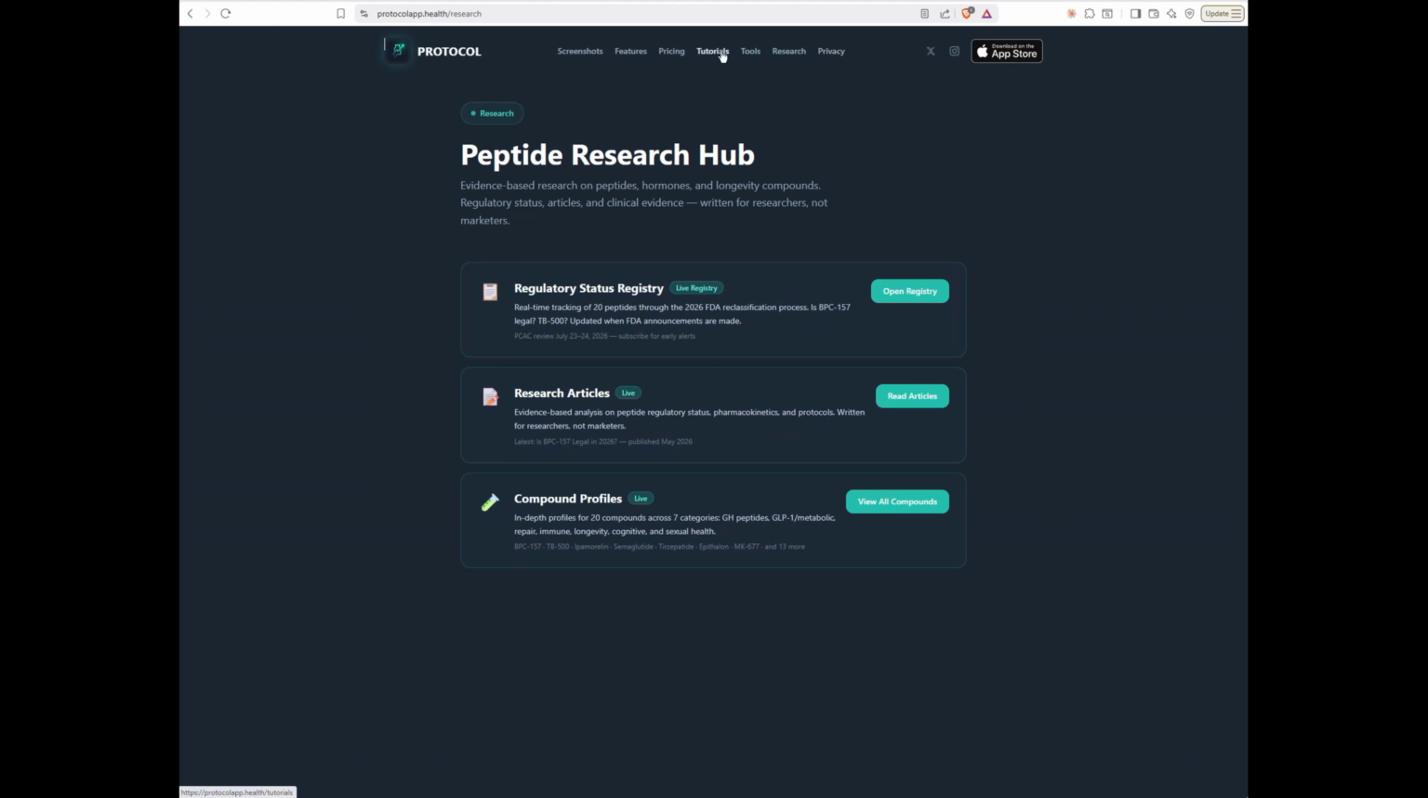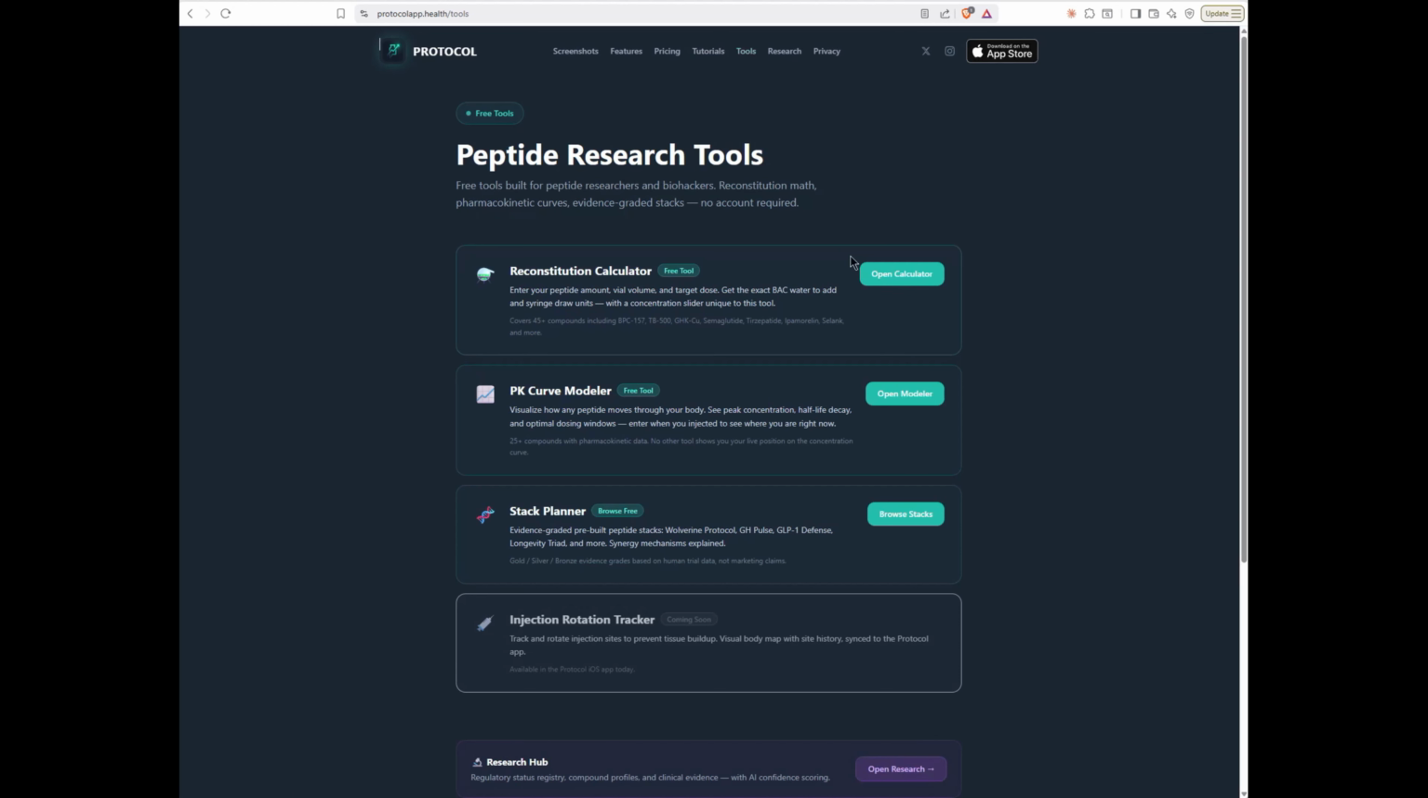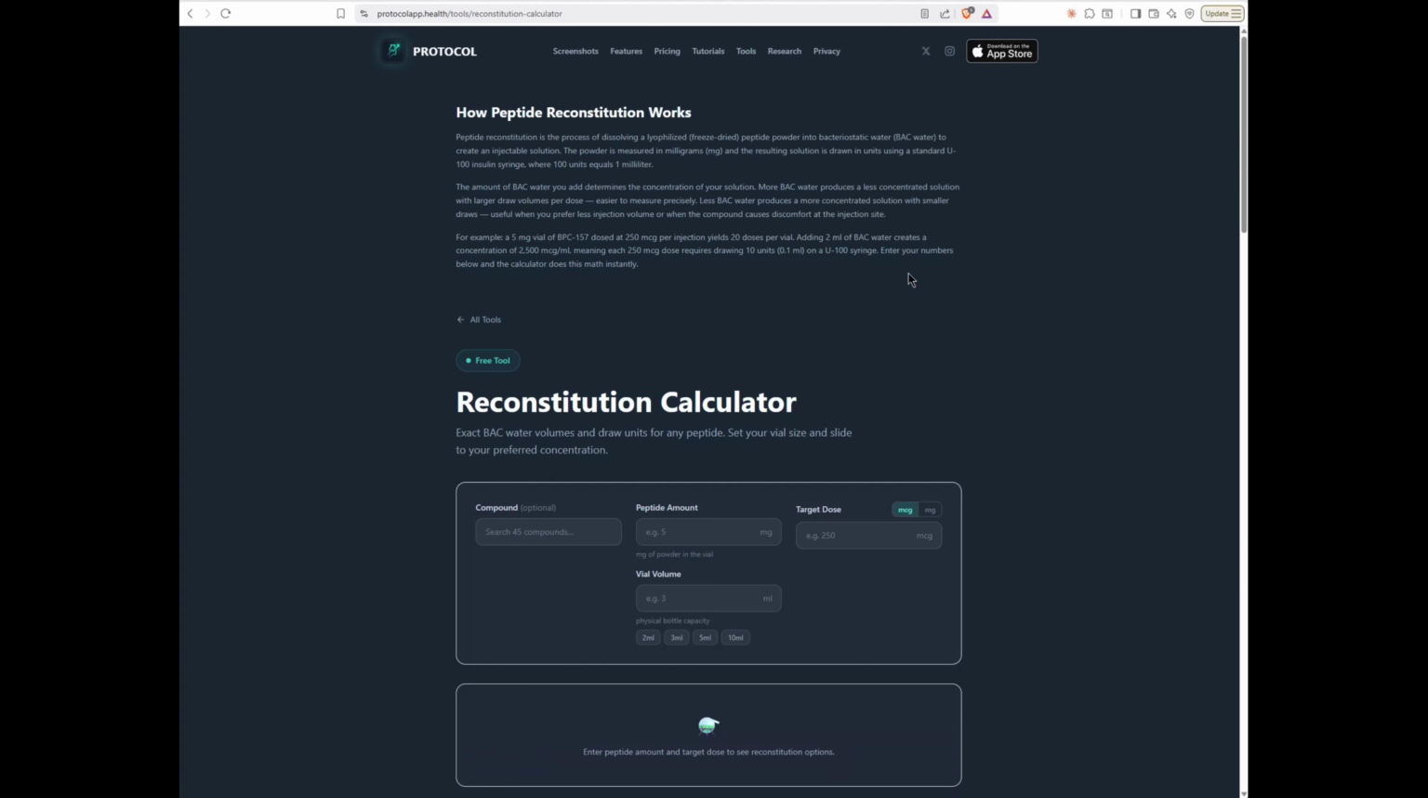That's exactly why we built the Protocol Peptide Reconstitution Calculator. It's free, it covers over 45 compounds, and it eliminates the math entirely. Let me walk you through how it works.